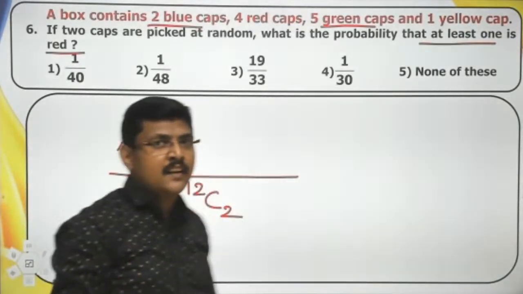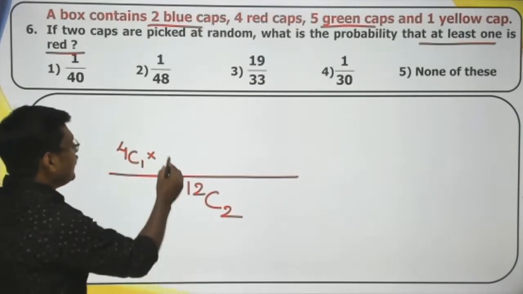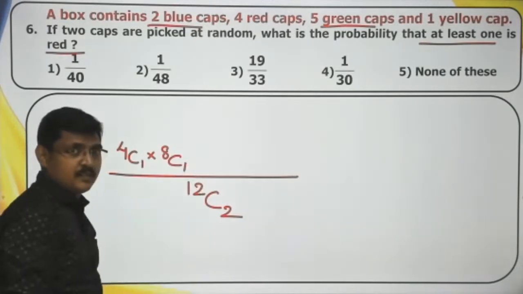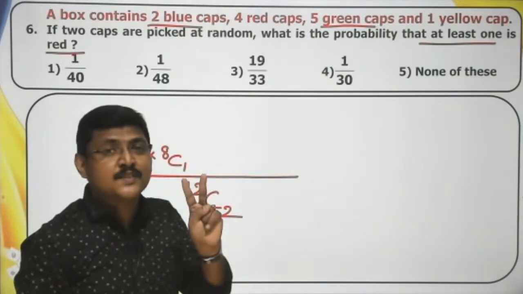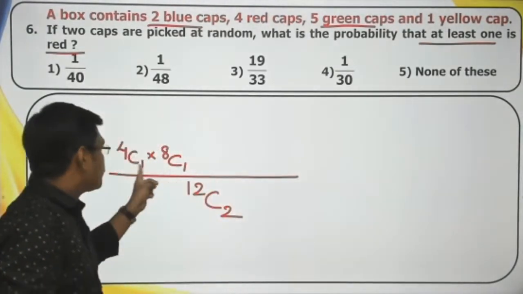The condition is that we require 1 red. So I selected that 1 red. Remaining 8 balls are there. From that 8 we can select any one. That is possibility number 1. Second possibility is that since we need to select 2 balls, at least 1 red means I can select 1 red ball. That is a possibility I wrote here.